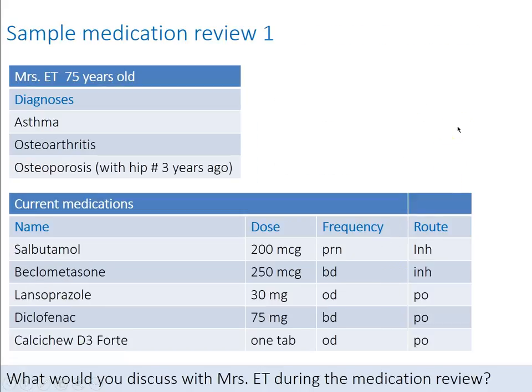So let's look at a sample medication review. This is Mrs. E.T. She's age 75, and these are her diagnoses: asthma, osteoarthritis, and osteoporosis, with a proven hip fracture some 3 years earlier. These are the medications she is currently taking: salbutamol and beclomethasone inhalers, lansoprazole orally daily, diclofenac orally twice daily, and calcium and vitamin D 1 tab daily. The question for you is, what would you discuss with Mrs. E.T. during this medication review? So let's look at this review and what you would ask.